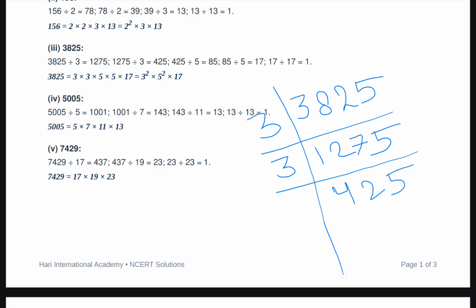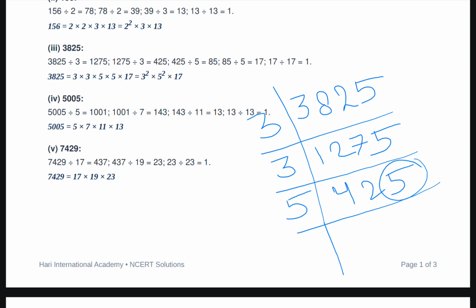Again count here: 5 and 2 is 7, and 4 is 11. Now you will change the number, because you can't divide 11 by 3. 11 doesn't come in the table of 3. Now we will change the number. Here you can see in the last it is 5, so we will divide it by 5.